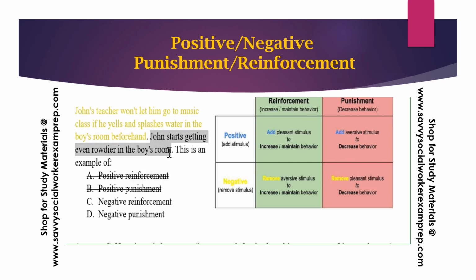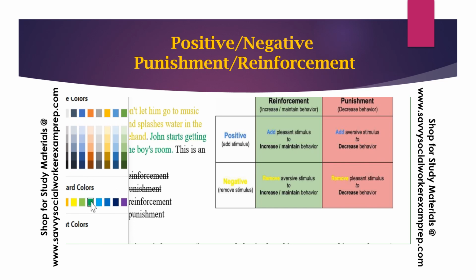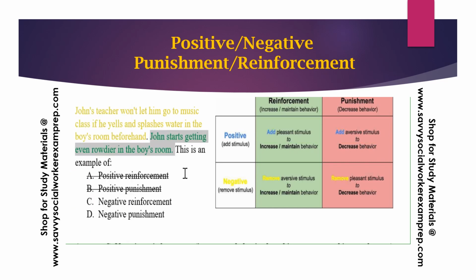John starts getting even rowdier, so that means he increases that behavior, the said behavior, the yelling and splashing. He increases that. So now that tells me that's going to be reinforcement because the said behavior for which the stimulus would be removed just increased. It increased that behavior. So this is going to be a negative reinforcement situation. Doesn't seem like it was that effective, right? Remember that negative reinforcement increases a behavior by taking away something unpleasant.